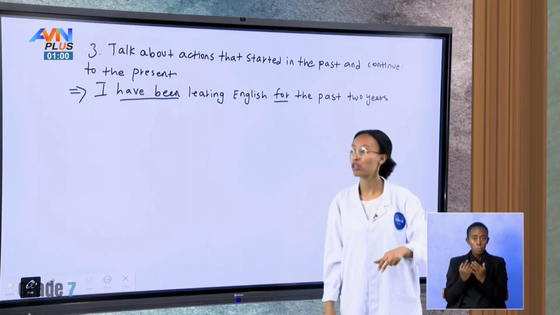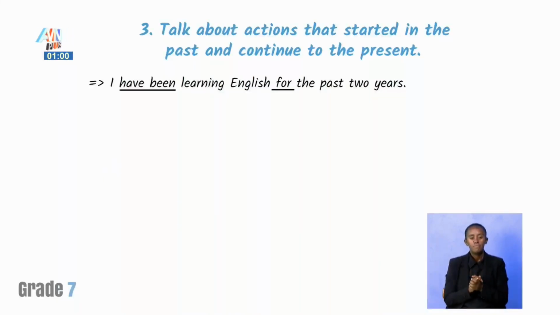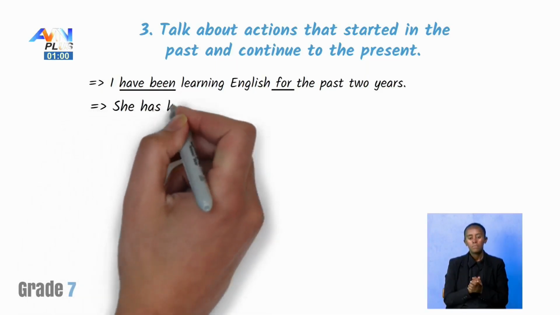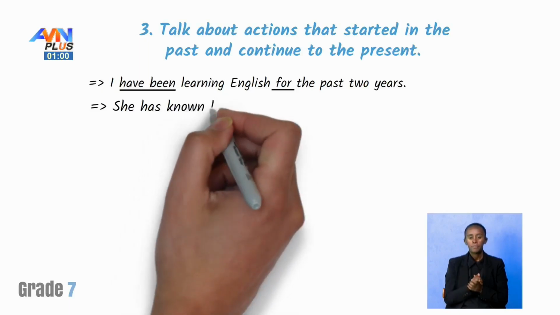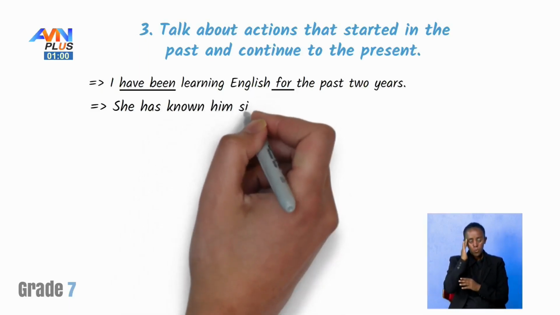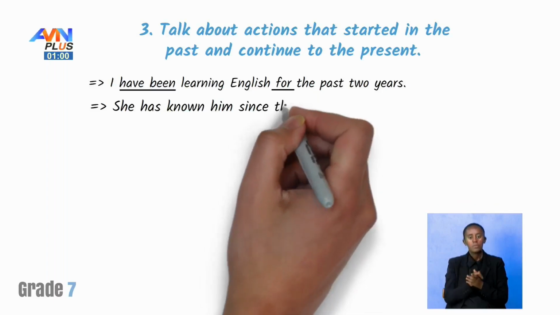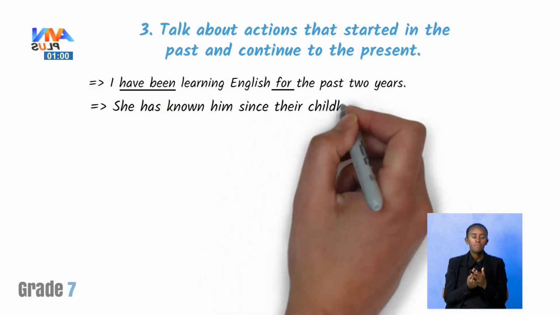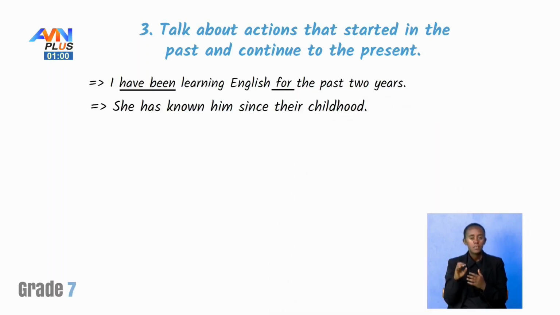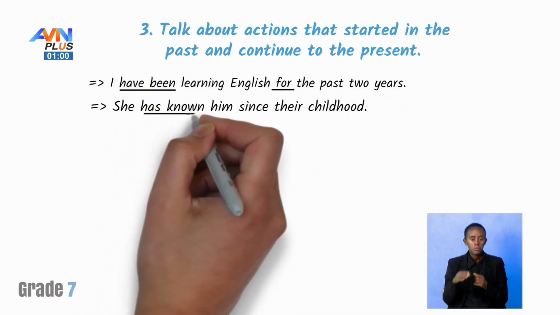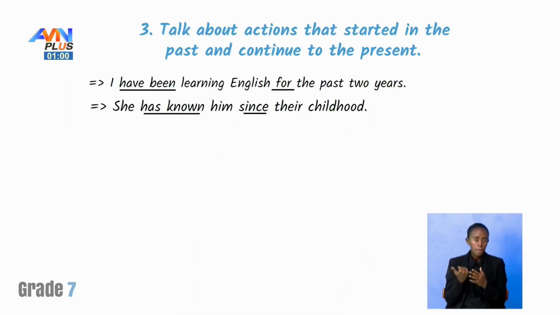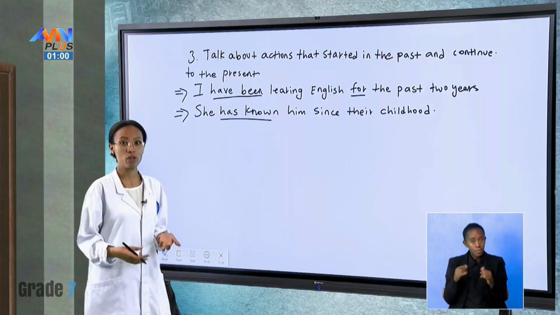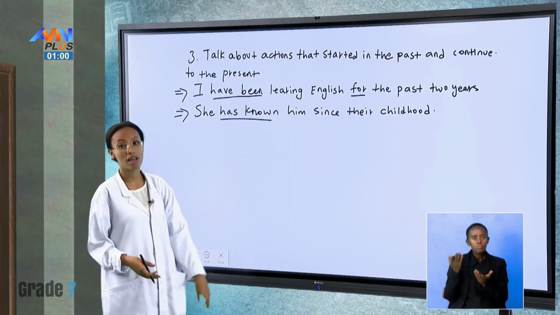What other example can we give? She has known him since their childhood. So this is a situation that began earlier on when they were children, but they still know each other. That means it has continuation. Another example.